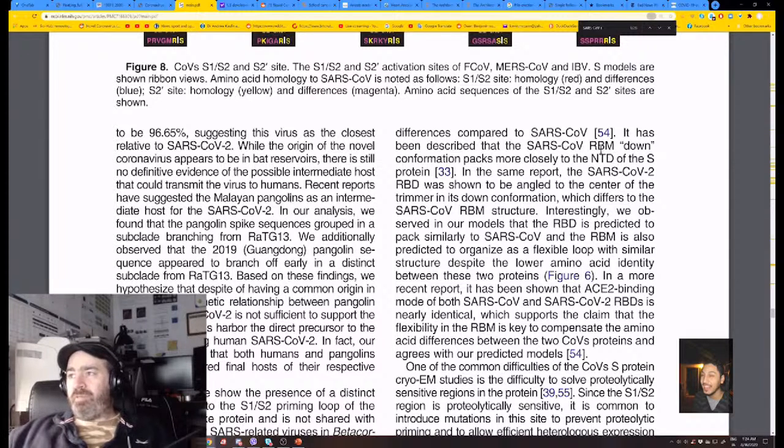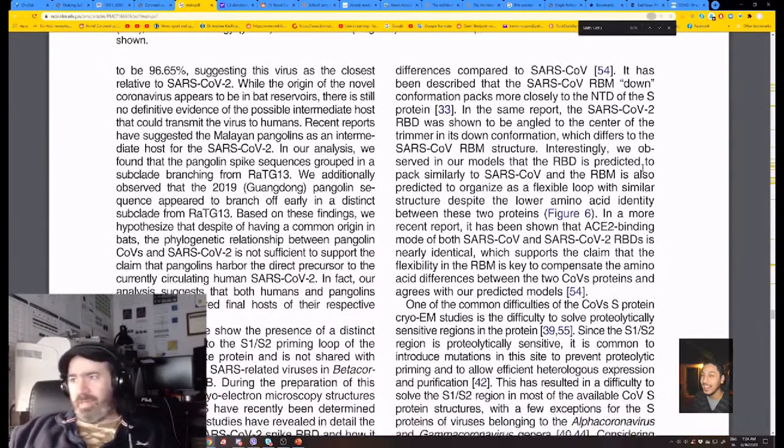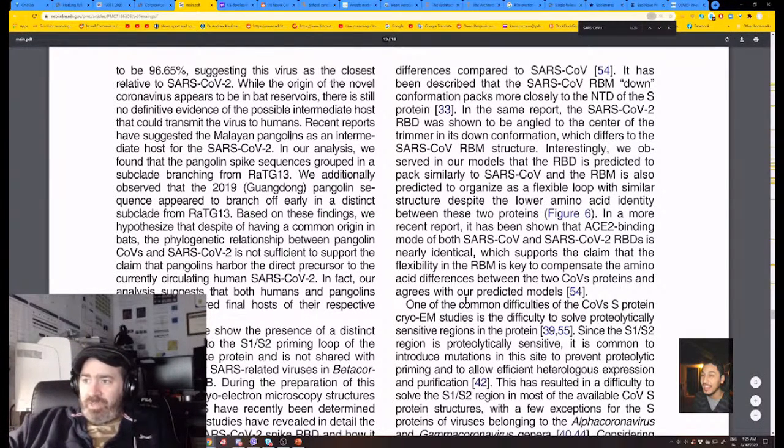Right, that SARS-CoV receptor binding motif down conformation packs more closely the NTD of the S. Interestingly, we observed in our models that the receptor binding domain is predicted to pack similarly to SARS-CoV. The RBM is also predicted to organize as a flexible loop, a similar structure between the lower amino acid identity of these two proteins. A more recent report has shown that the ACE2 binding mode of both SARS-CoV and SARS-CoV-2 RBDs is nearly identical, which supports the claim that the flexibility in the RBM is key to compensate for the amino acid differences between the two CoV proteins. Agrees with our predicted models.